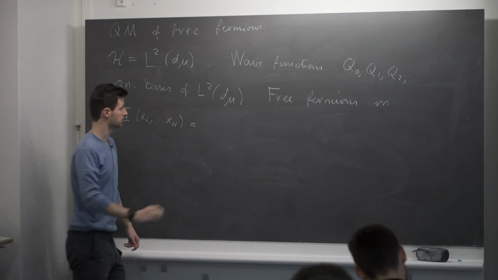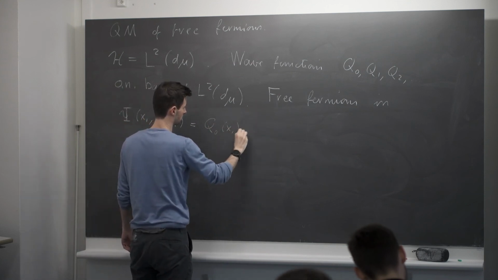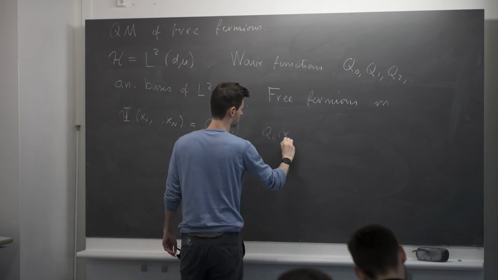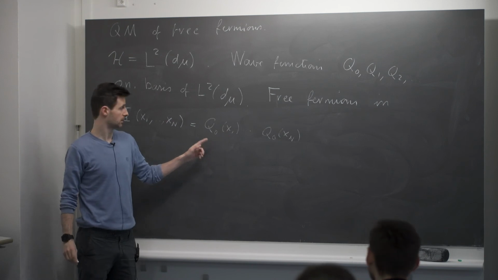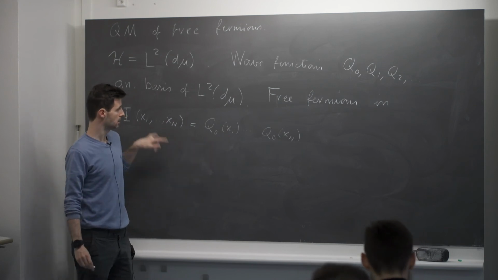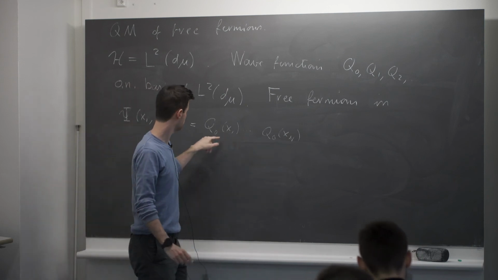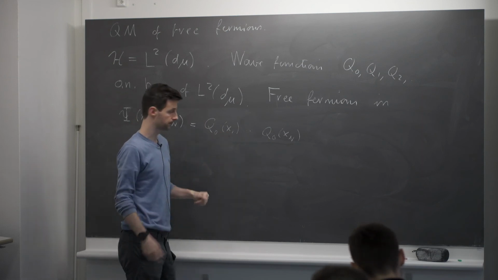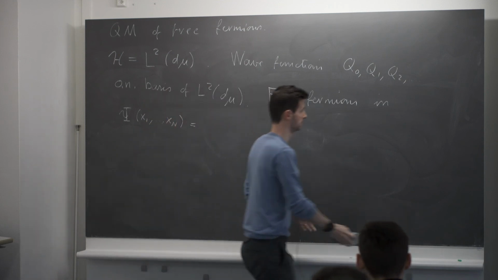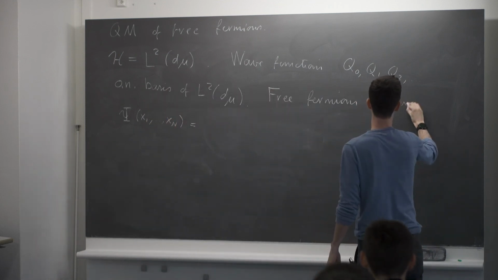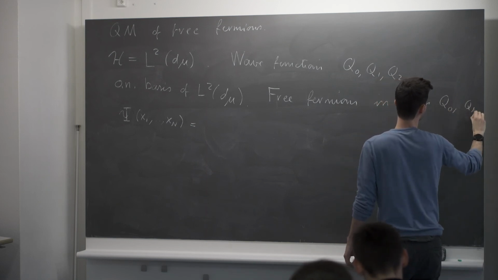If I had bosons, I could try to put them all in the ground state. Let's say this is the ground state. Of course, for fermions, this is not possible, right? Because this thing has to be antisymmetric. So I have to antisymmetrize this in the arguments. And if I always take the same function, then I get 0. Free fermions in state Q0, ..., Qn minus 1.